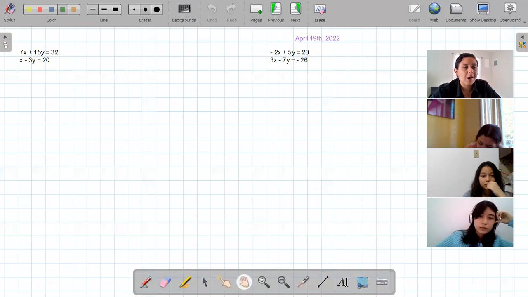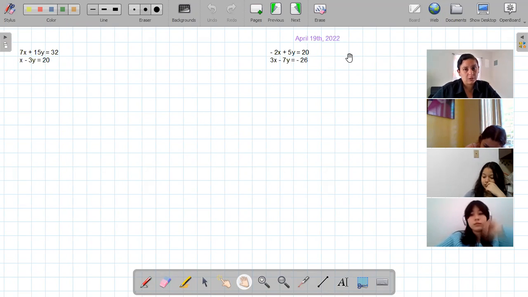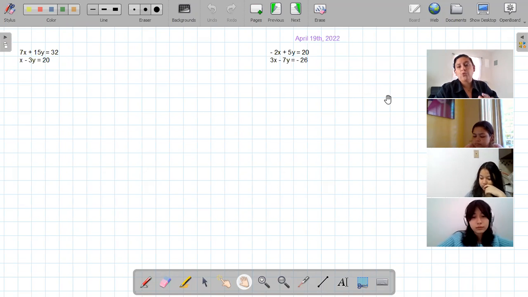Today, we're going to continue practicing the topic that we saw yesterday, which was solving systems using elimination. I have here 2 different exercises, and we are going to solve them, so you need to help me out. And if we have time, we're going to have another exercise that we are going to be solving.